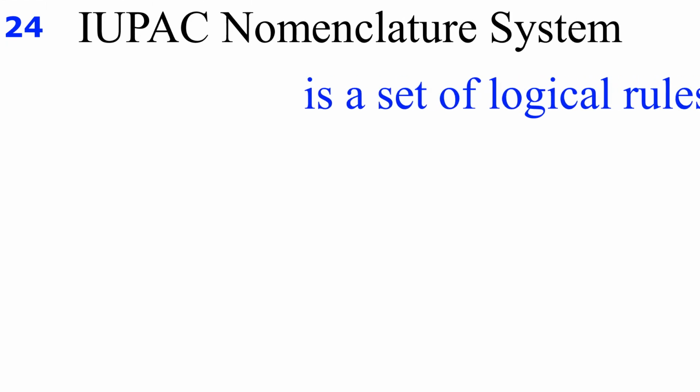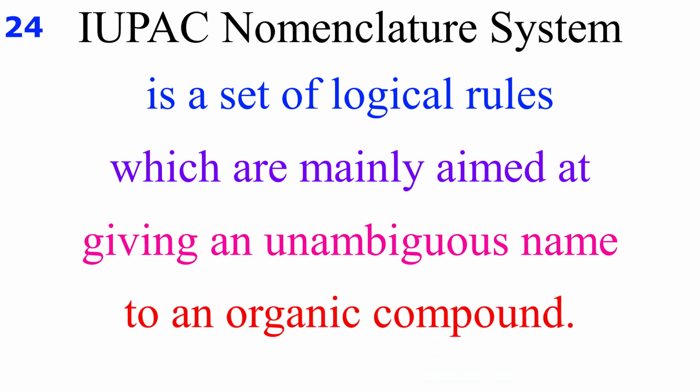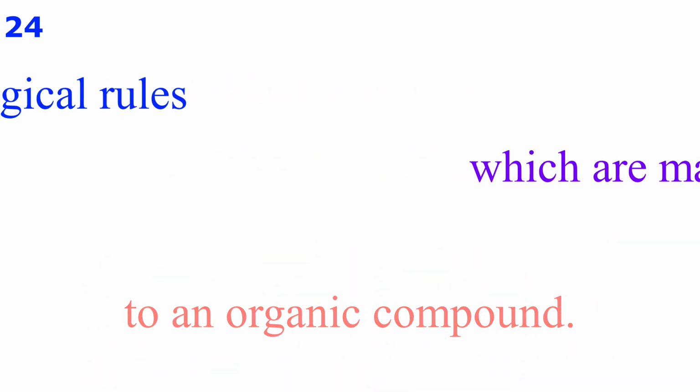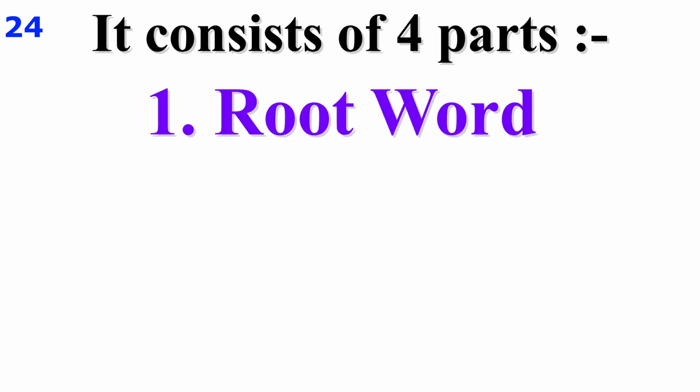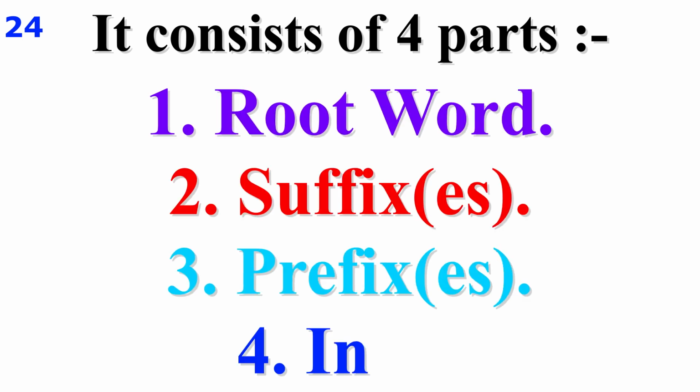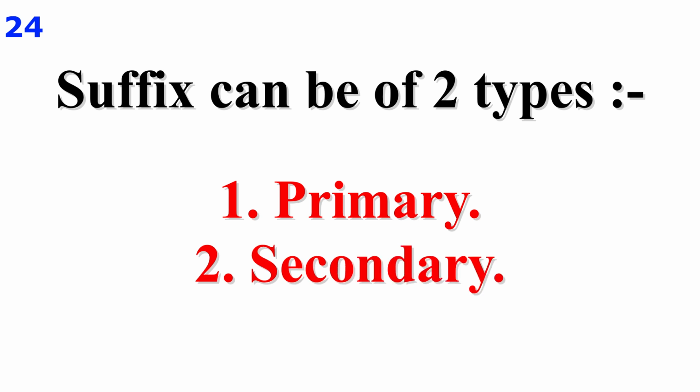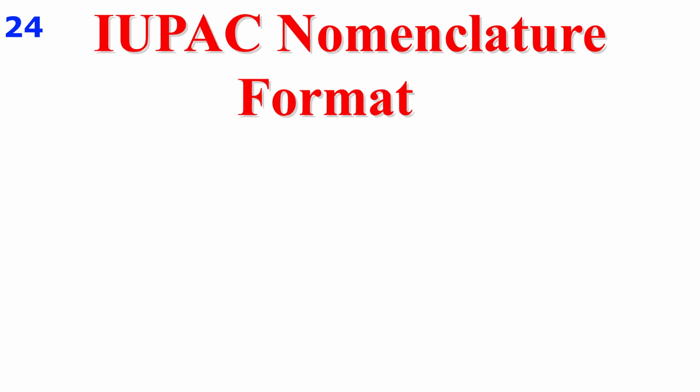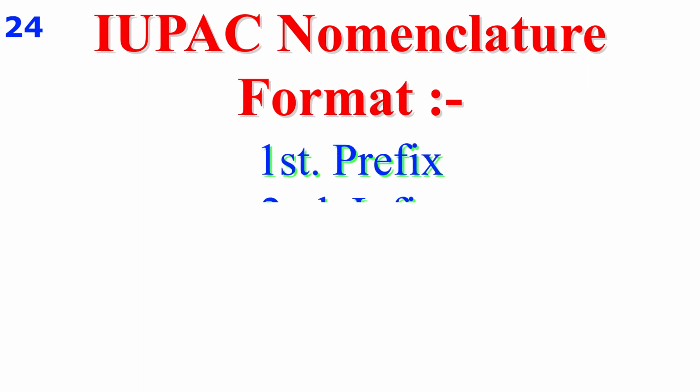The IUPAC nomenclature system is a set of logical rules devised and used to write a unique name for every distinct compound, and it consists of 4 parts: root word, suffix, prefix and infix. Friend, the suffix is again divided into primary and secondary. Therefore, the complete systematic IUPAC name can be represented as shown in front of your screen.